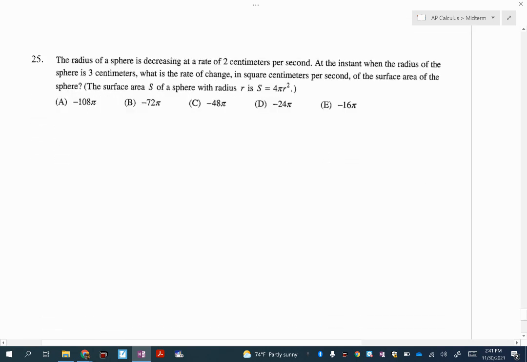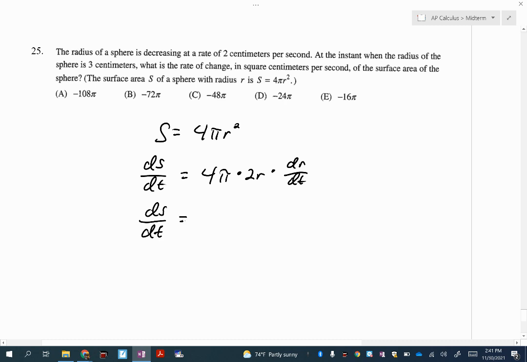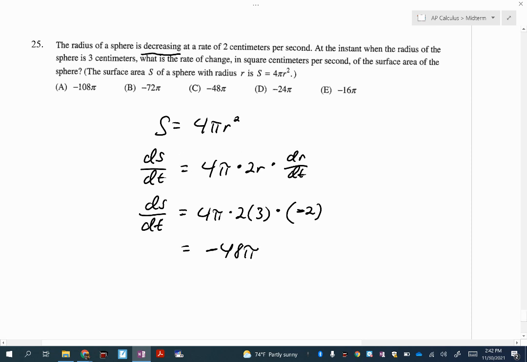The last one, 25. All right, this is one of those related rate problems. You have the surface area equals 4 pi r squared. We're going to differentiate with respect to time. So you get 4 pi times 2r times dr/dt. We're trying to find the rate of change of the surface area of the sphere when our radius is 3. And it says the radius is changing at a rate of 2 centimeters per second, but it says decreasing. So make sure you plug in that negative. So that's going to be 4 times 2 is 8, times 3 is 24, times 2 is negative 48 pi. That is our answer, or letter C.